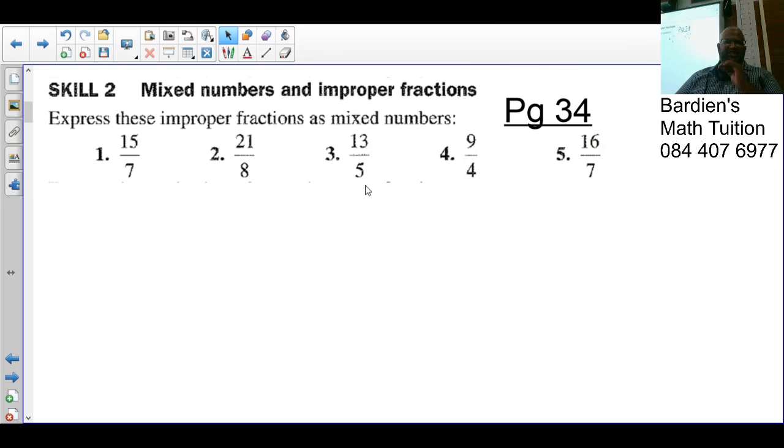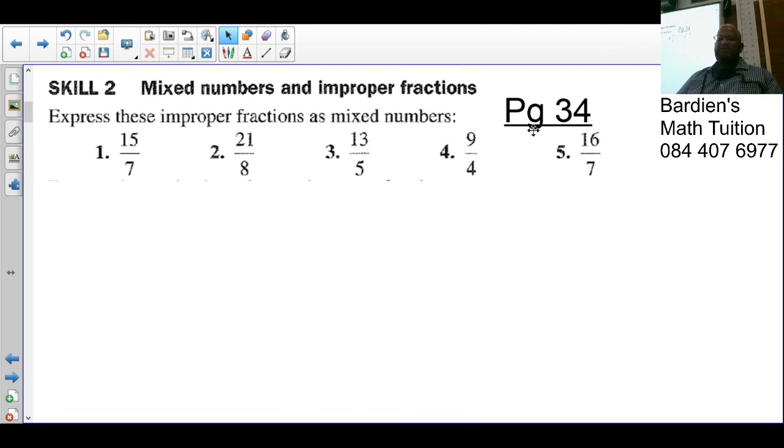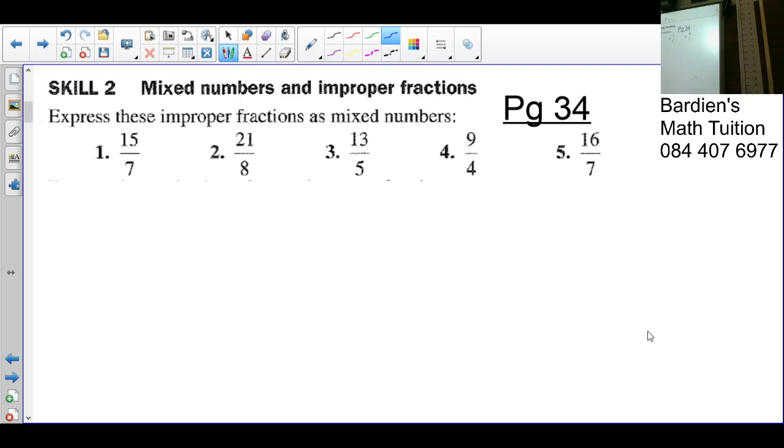So here, mixed numbers and improper fractions, they also should express these improper fractions as mixed numbers. I'll give you a chance to do the first one. You guys remember how to change this? Who doesn't remember? Okay, so I'll show you. I'll do the odd numbers and you guys can do the two even numbers. Okay.